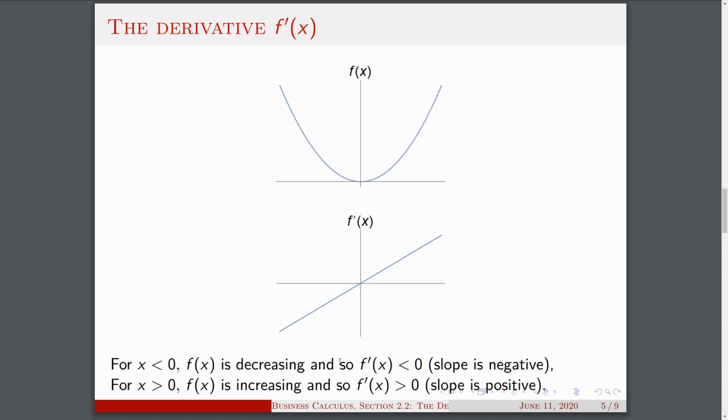They should correspond like that. Right? Decreasing function means the slope is negative. Increasing function, slope is positive. Function staying the same, slope is 0. That wouldn't fit on the slide.